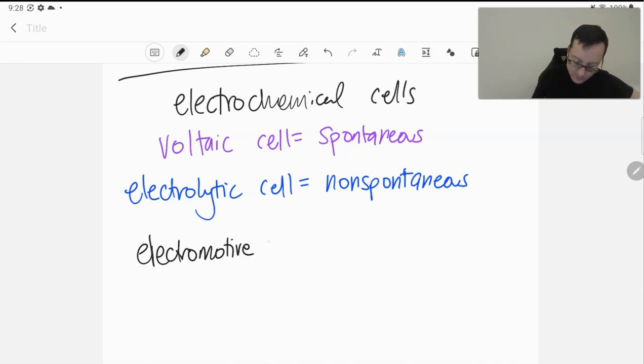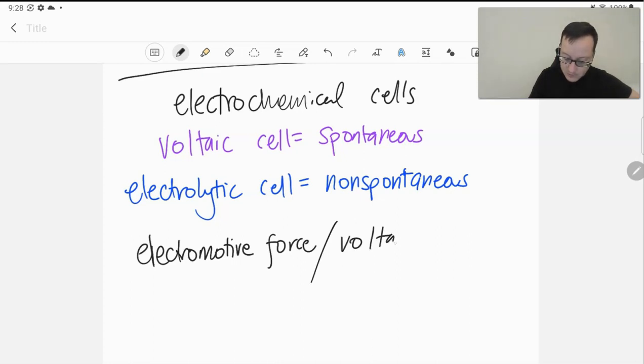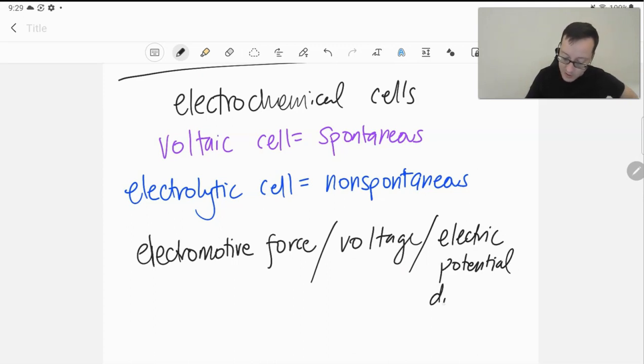Electromotive force. That means just how much force is generated by moving the electrons, or we might call it the voltage, which is a term that you might be more familiar with. Or you might call this the electric potential energy, or more commonly, potential difference.